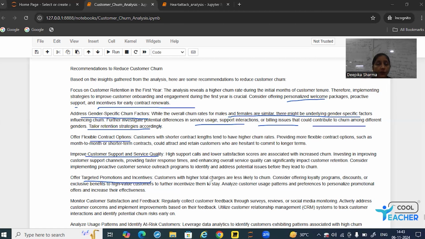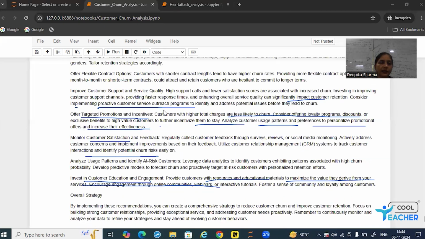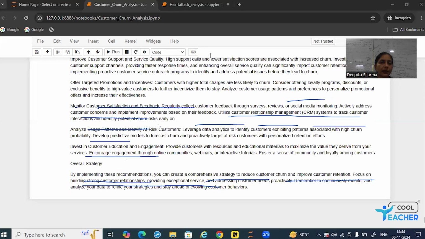Okay, so we can look at higher total charges. Customers with higher total charges are less likely to churn. Consider offering loyalty programs, discounts, or exclusive benefits to high value customers to further incentivize them to stay. It means we can offer some very good programs, discounted offers, and some beneficial programs to retain the high valued customers here. We can keep on monitoring the satisfaction and the feedback report as well.